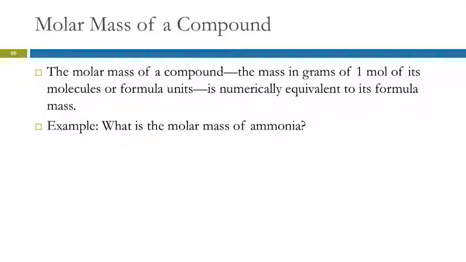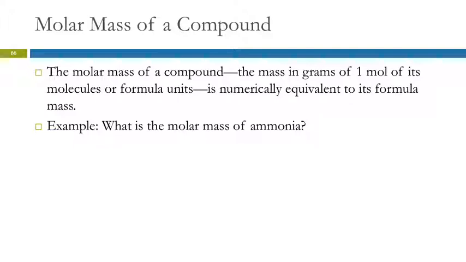So that was the formula mass, the mass of a formula unit. The molar mass is the mass of a mole. So we learned what a mole is, right? Mole is Avogadro's number of things. So this is the mass in grams of 1 mole of the molecules or formula units of that compound. And what's great about the definition of atomic mass unit and Avogadro's number is that this is numerically equivalent to the formula mass. It's just a different unit.